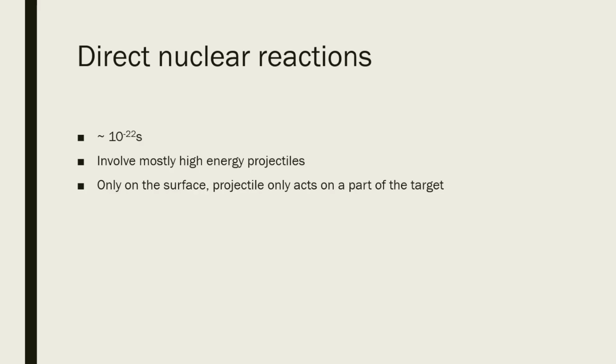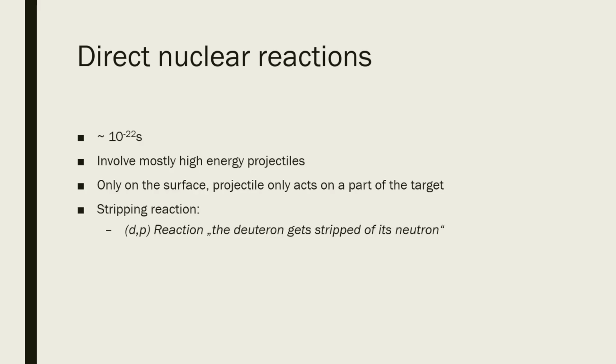These are very fast. They are in the tens of minus 22 seconds, and they involve mostly high energy projectiles, and they happen only on the surface of the target, and the projectile only acts on a part of this target nucleus. Some examples involve the stripping reaction, where you have a DP reaction.